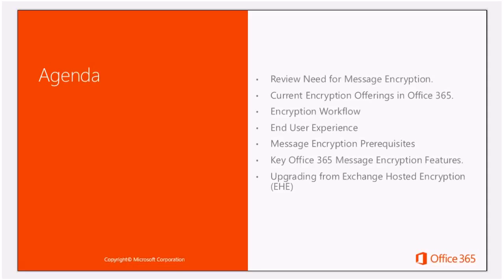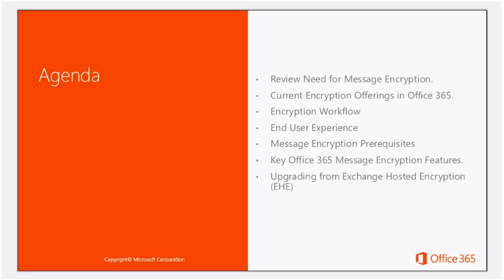And then we'll give you a brief overview of the actual workflow. How does it actually work within the service? Just to give you a basic understanding. We'll also look at the end user experience, and I think you'll be pleased with that. And we'll take a look at the real heart of the matter, which is what are some of the prerequisites to use message encryption, and how do you set it up within the service, how do you enable it, and then more importantly, how do you incorporate that into your transport rules or DLP rules.